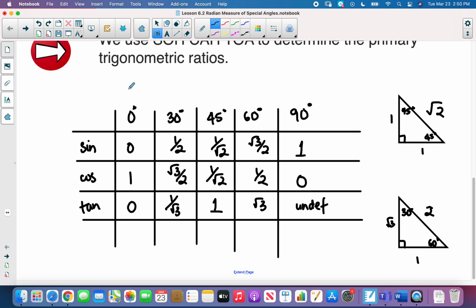We also have to get familiar with the radian measures for the angles. So this is 0 radians. 30 degrees is pi divided by 6. 45 degrees is pi over 4. 60 is pi over 3. And 90 is pi over 2. If you think about pi as 180, 180 divided by 6 is 30. 180 divided by 4 is 45 degrees. 180 divided by 3 is 60. And 180 divided by 2 is 90.